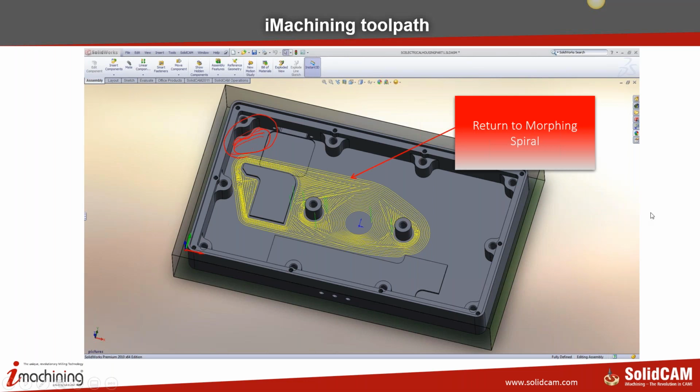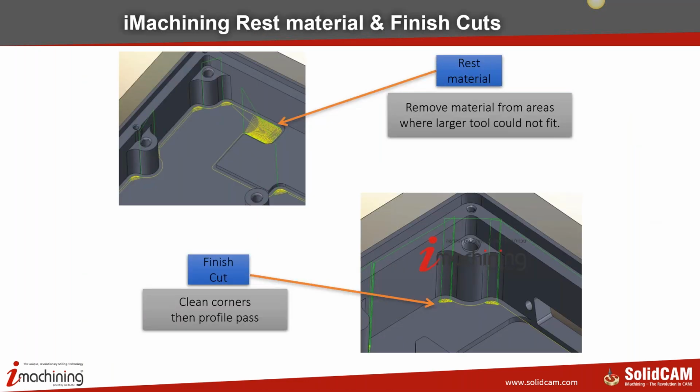iMachining also has the ability to do rest material and finish cuts if the parts are prismatic parts. Okay, when I say prismatic, it means there should be no draft on those parts. In that case, iMachining can also finish it. But if the parts have draft, then we have to go to another solution called iMachining 3D, where it can also do rough and rest rough based on the stock principle. So iMachining can also handle rest machining as well as finish cuts, finish for prismatic parts only.